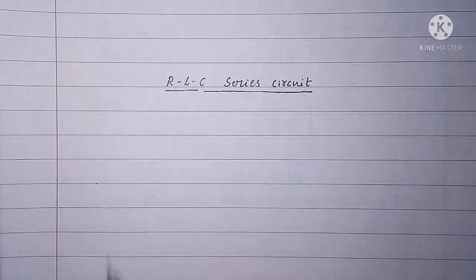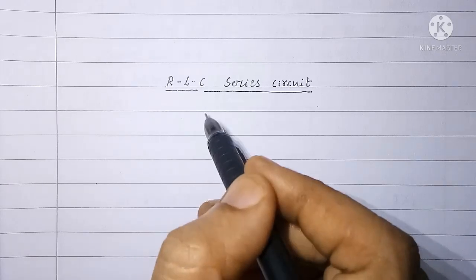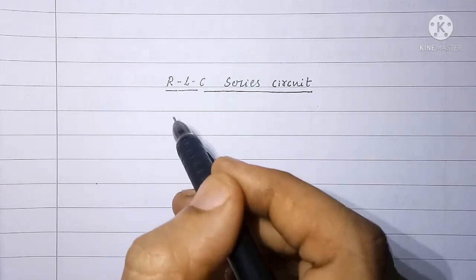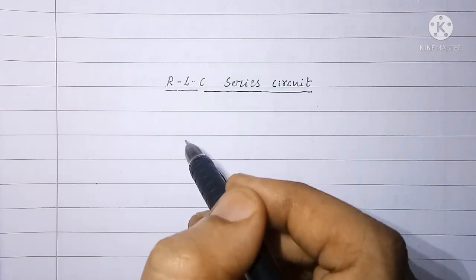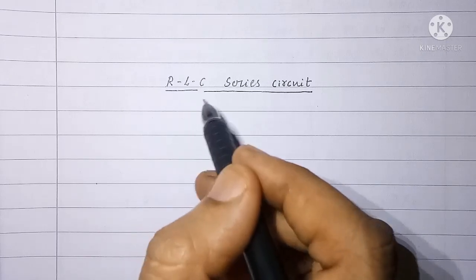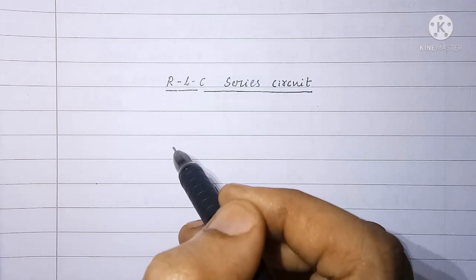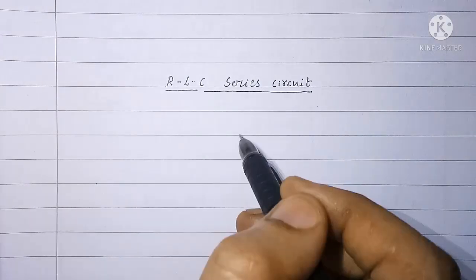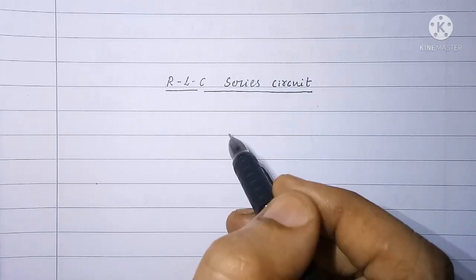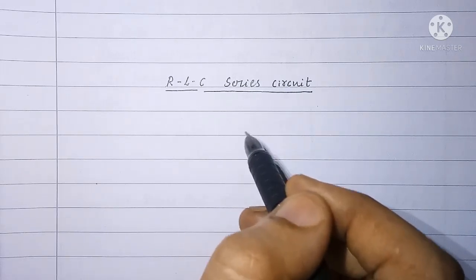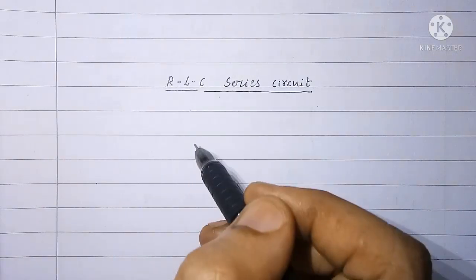We know that in RL series circuit, current lags the supply voltage. In RC series circuit, current leads the supply voltage. But what if all the three elements are there in circuit? If all the three elements are there in circuit, then lead or lag nature of the current will depend on the values of XL and XC.